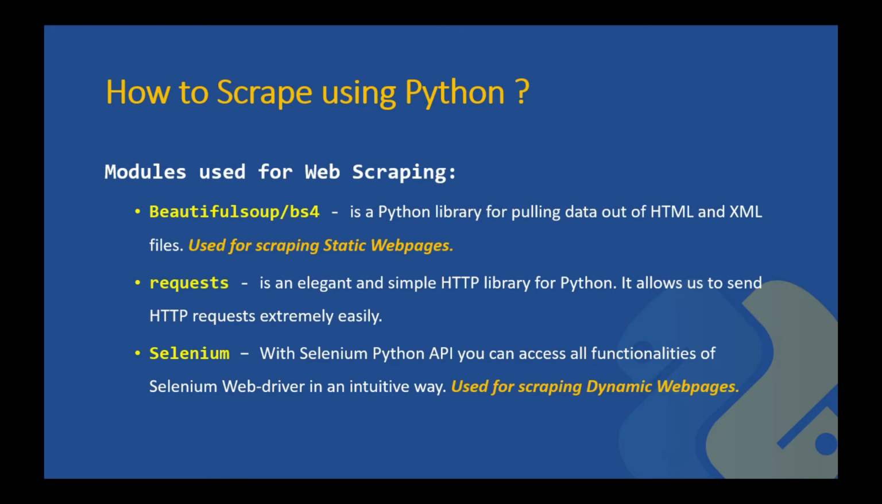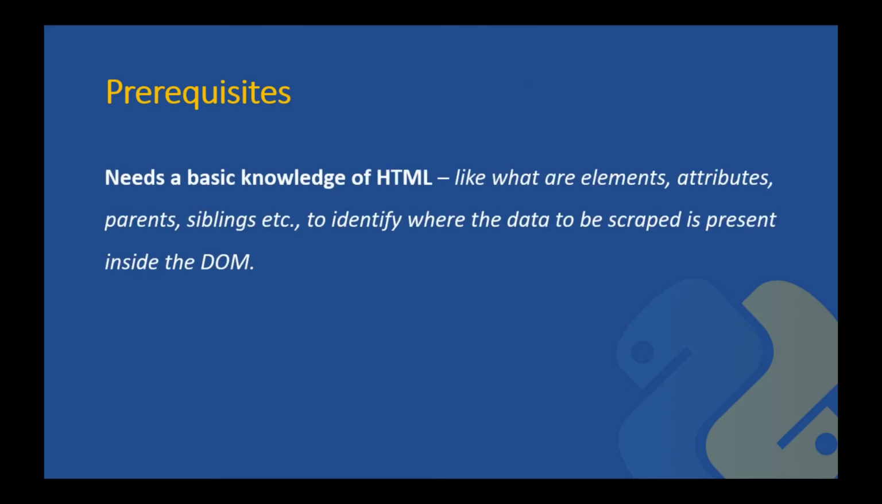And next are the prerequisites. You need to have just a basic knowledge of HTML. You don't need to be an expert in that. Just basic HTML, like what are the different tags, what are the elements, and what are the attributes. Attributes are like you have a class, you have an ID, you have a data part, and those are called attributes. And you should also understand the parent-child relationship and what is a sibling. All these things are required to identify where exactly the data is present in the DOM, and you need to identify that position and scrape it. So, for that purpose, you need to have just a basic knowledge of HTML.